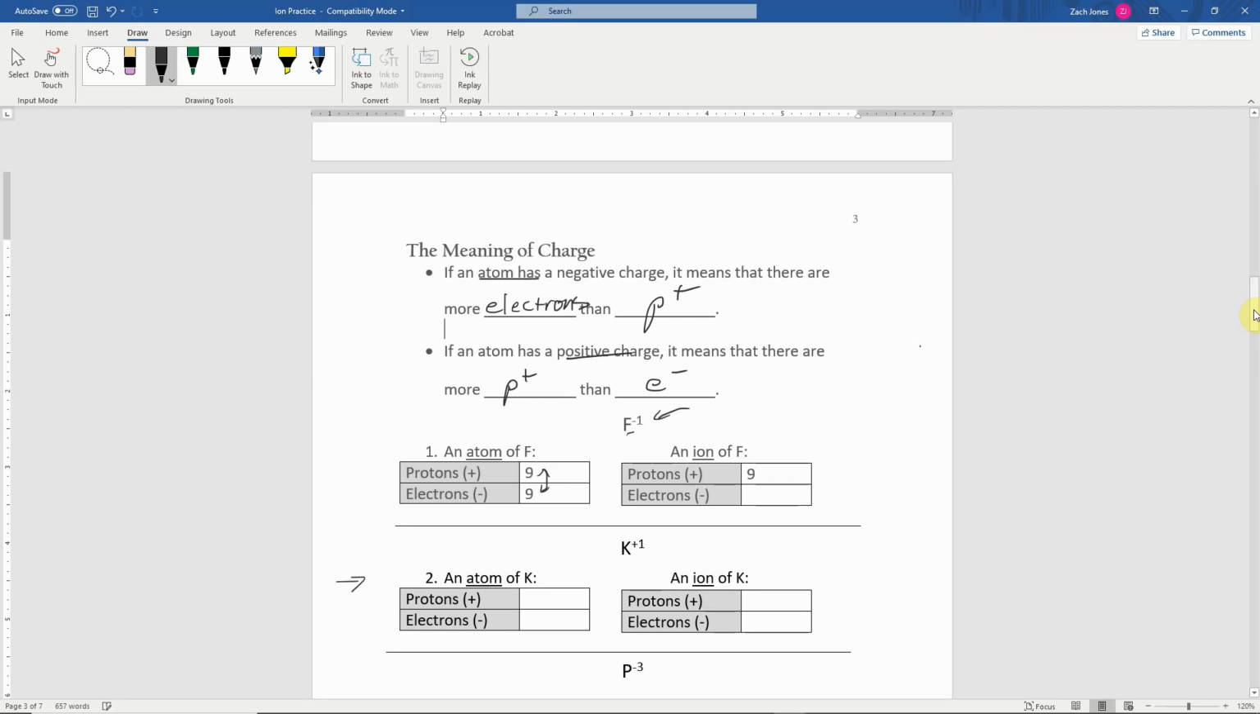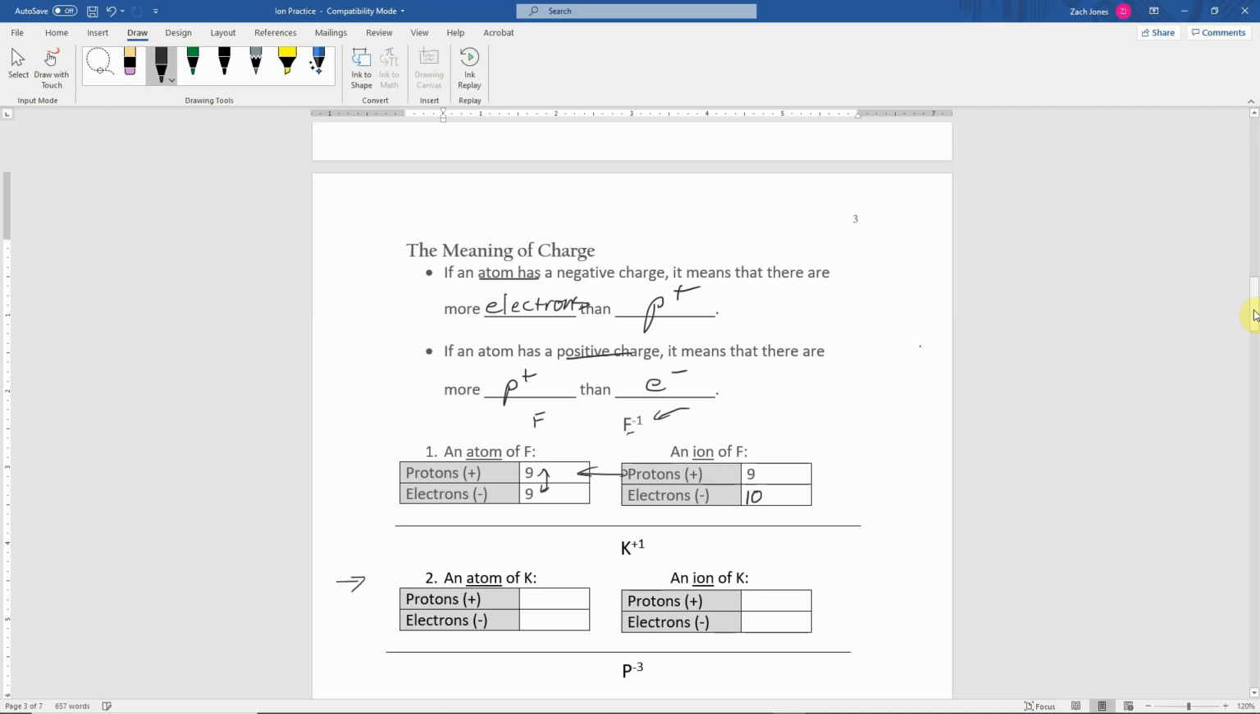Fluorine has a -1 charge. Now I know the protons will not change, otherwise it wouldn't be fluorine. So that's got to be the same. But this is telling me if it's -1, do I have more electrons or protons? If you're thinking electrons, you're right. And it means I have one more electron, so therefore it would be 10 electrons.